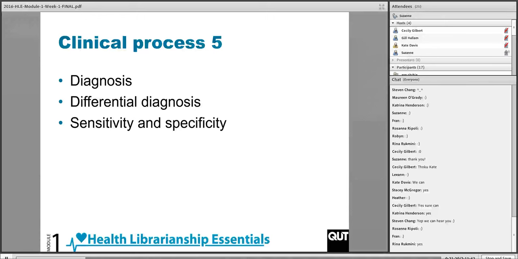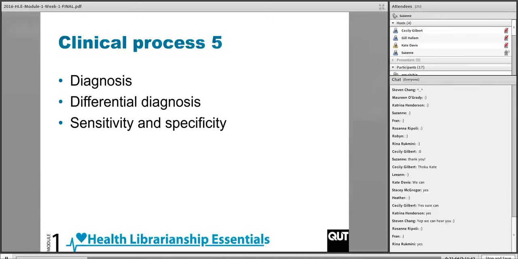The next stage, having gathered all that information from the history and the clinical examination, is to make a diagnosis. So at this point, the clinician may be in a position to make a firm diagnosis. In other words, to identify and name what's wrong with the patient. Or they may still have several diagnostic possibilities, known as a differential diagnosis. And in this case, further examination or tests may be required.